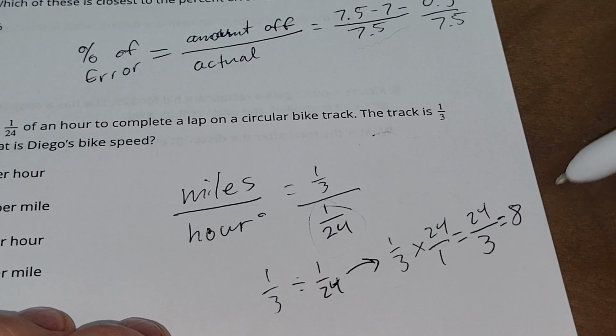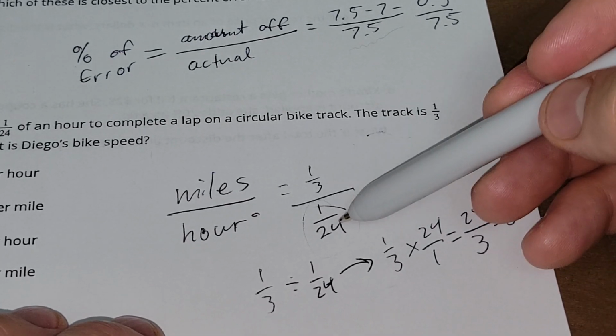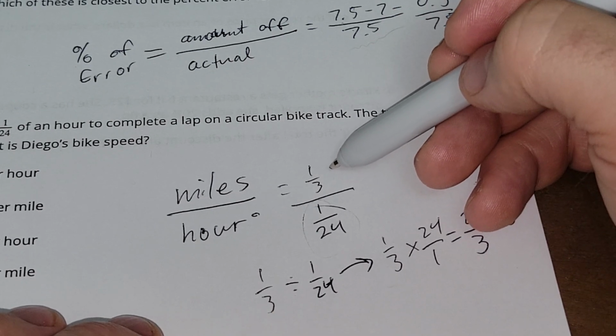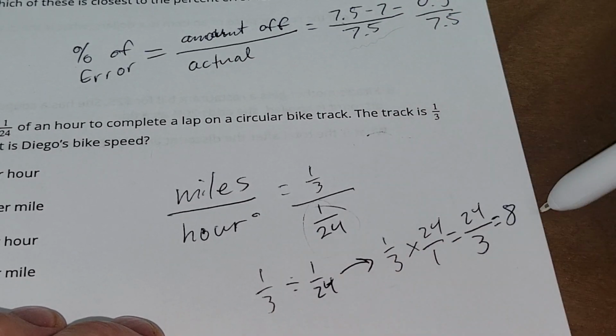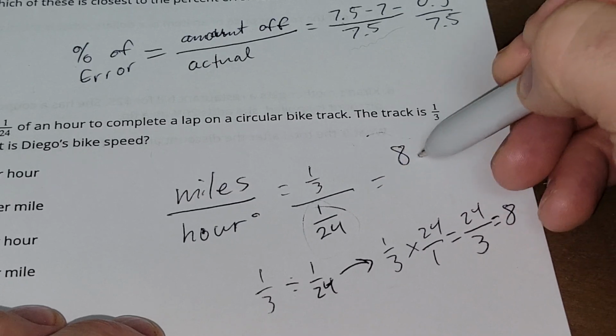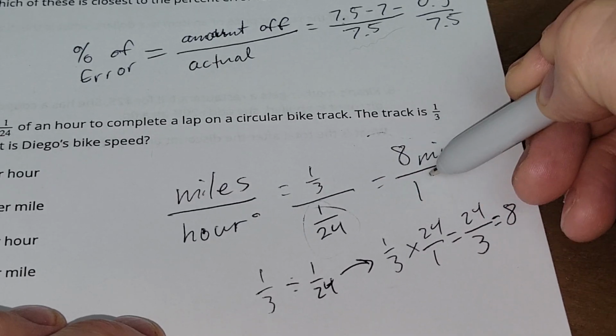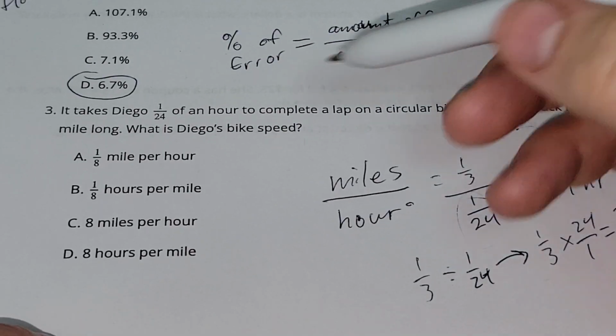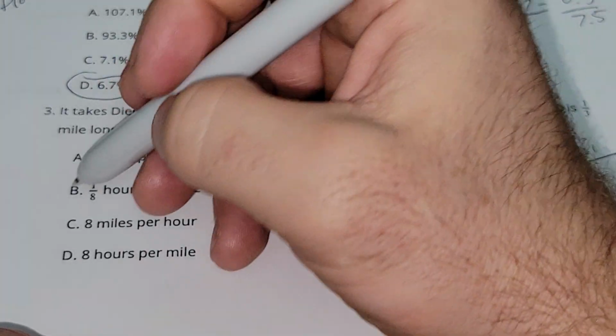24 divided by 3 is 8. So the rule of finding the unit rate, we divide the top by the bottom, which we did, which means we solved 8 miles in 1 hour. 8 miles per 1 hour.